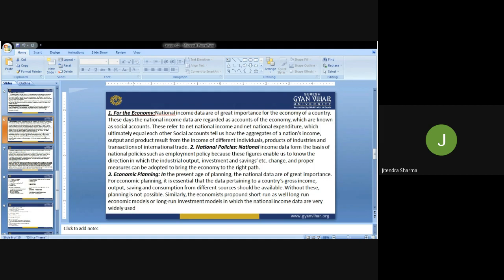Similarly, economists propound short-term and long-term models. What are the short-term and long-term models that can be used? These all are dependent upon the information in what way we allocate our resources. The investment model is one in which the national income data are very wisely used. So these national income data are very important. We can use them to decide in what way we can have the short-term or long-term economic role and the pathway to go further on economic fronts. All these things can be easily decided if we have the data of national income.